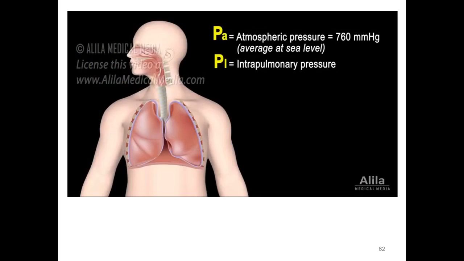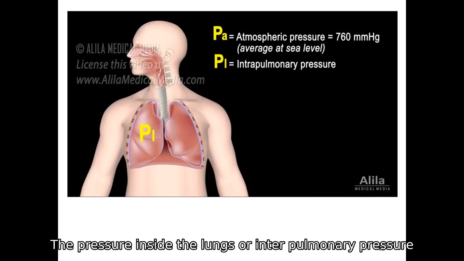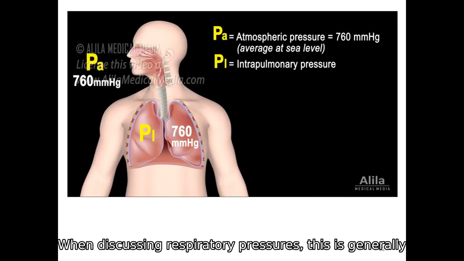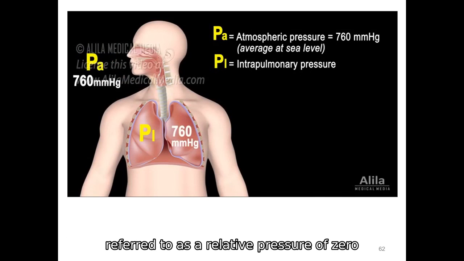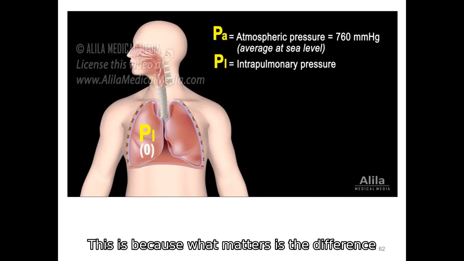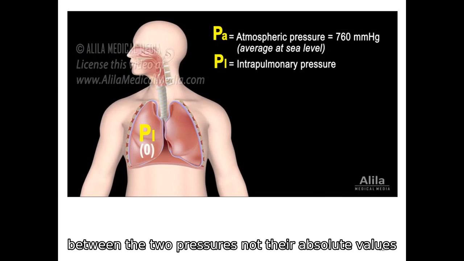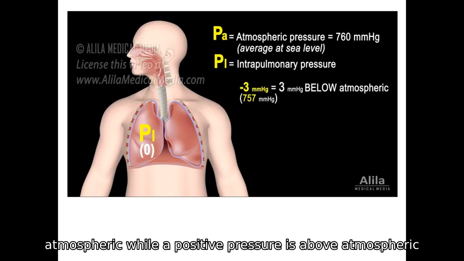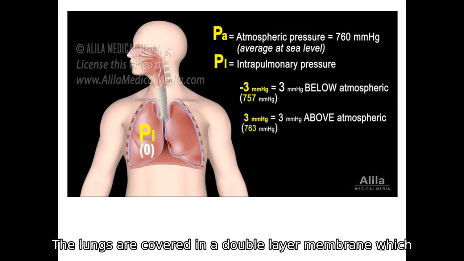At rest, in between breaths, the pressure inside the lungs, or intrapulmonary pressure, equals the pressure outside of the body, or atmospheric pressure. When discussing respiratory pressures, this is generally referred to as a relative pressure of zero. This is because what matters is the difference between the two pressures, not their absolute values. Thus, a negative pressure is a pressure below atmospheric, while a positive pressure is above atmospheric.